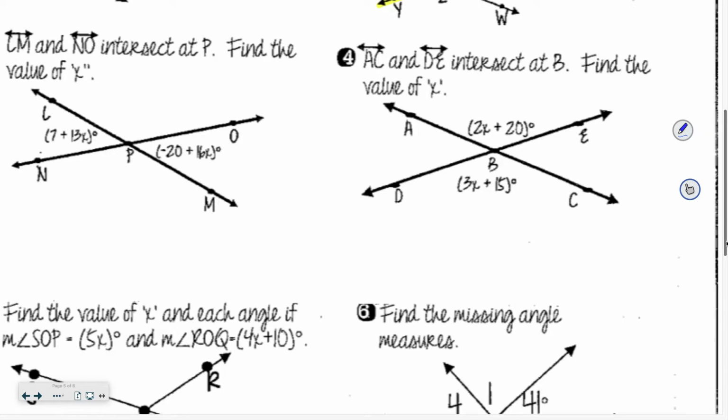Now, on your test, you're not going to have here's the section of vertical angles, here's the section of complementary, here's the section of supplementary. They're all going to be mixed up. So when I see a picture like number 3, line LM and line NO intersect at P, find the value of X, I see vertical angles and I know that I need to set them equal to each other. So 7X plus 13, no, that's definitely not right. How about 7 plus 13X equals negative 20 plus 16X.